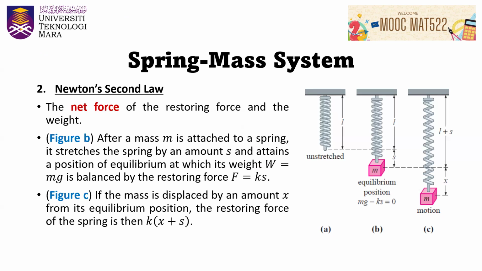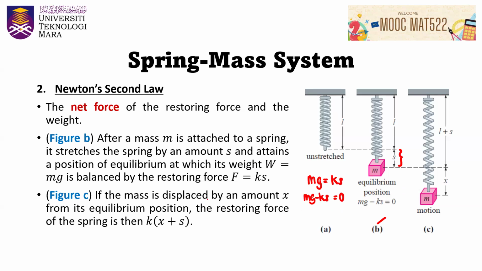For the second, Newton's second law discusses the net force of the restoring force and the weight. If we consider figure B, after a mass is attached to a spring, it stretches the spring by an amount of s and attains an equilibrium position in which the weight W is balanced by the restoring force F. That is, mg equals ks, or mg minus ks equals 0.